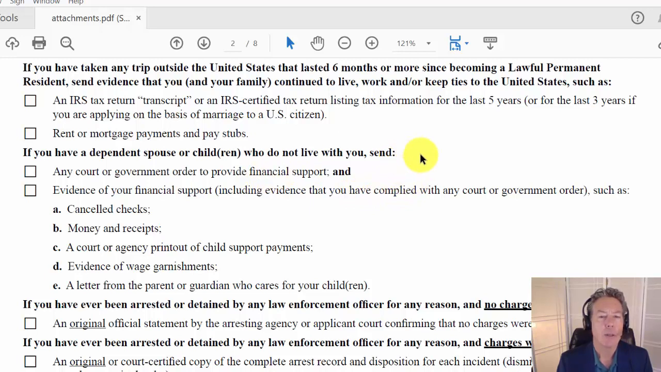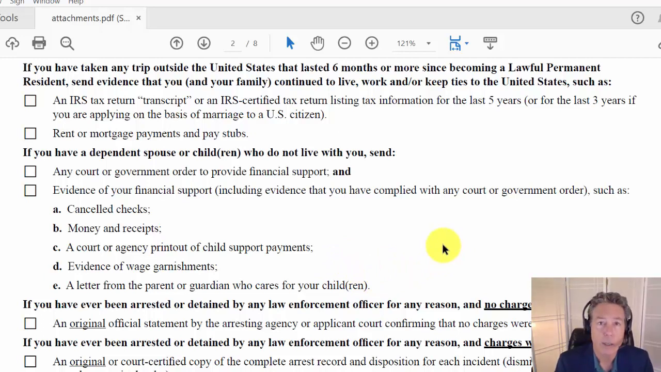If you have a dependent spouse or children who do not live with you, send any court or government order to provide financial support and evidence of your financial support, including evidence you've complied with any court or government order, such as canceled checks, money orders and receipts, court or agency printout of child support statements, evidence of wage garnishments, letter from the parent or guardian who cares for your children. So they want to go deep.